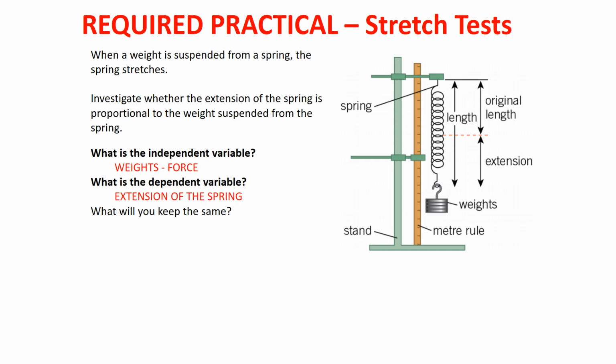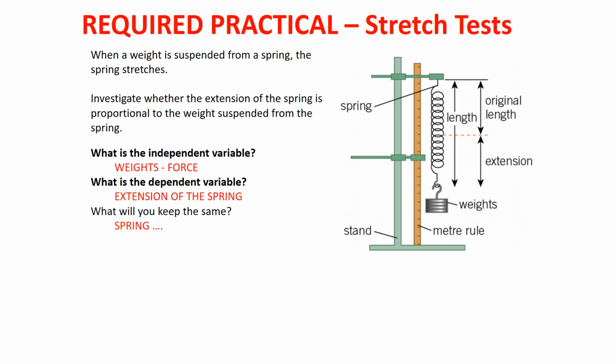The dependent variable is the thing we're measuring, okay, and that's the thing we're measuring as a result of adding our independent variable, and that is the extension of the spring. And the things that we're going to keep the same, we're going to keep the spring the same. We are going to measure from the same point on the spring each time. Sometimes we can add a little post-it note. Sometimes we measure from the bottom of the ring or the bottom of the actual spring. Doesn't matter which one we do, as long as we do the same thing each time.